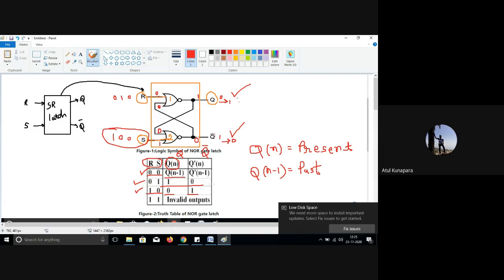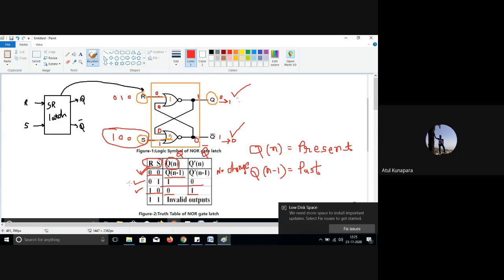Are you getting this? So this is how your NOR logic gate SR latch will work. When you are giving both R and S as 0, 0, there is no change in the output state, meaning your output remains as it is. So you can say it is a no change zone. That is, your output will not change at all, right?